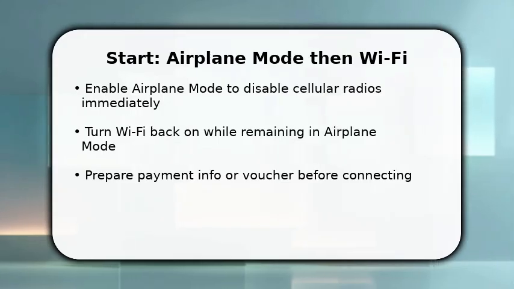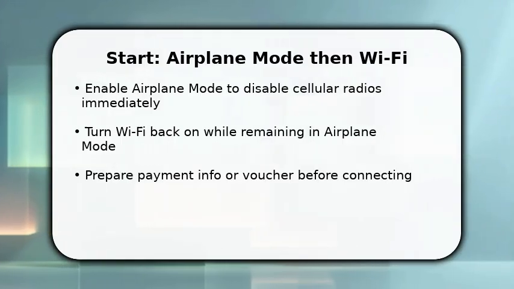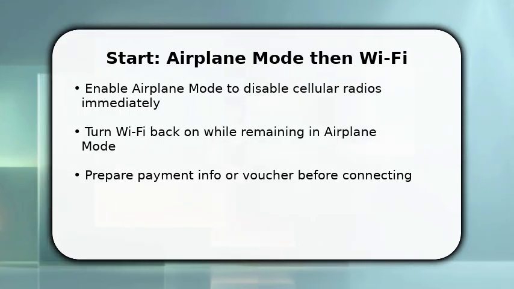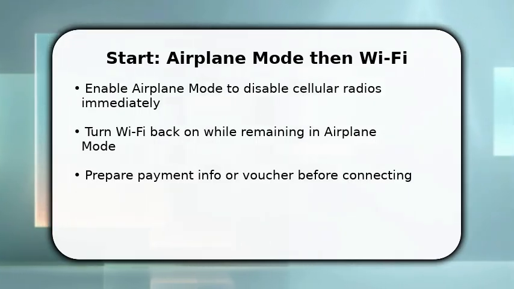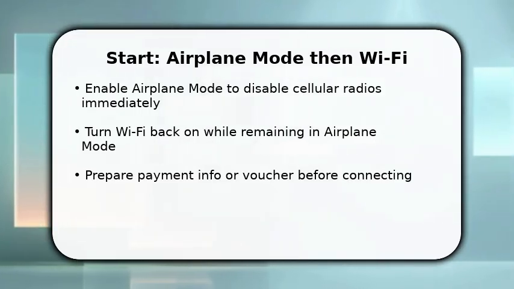You begin by switching on airplane mode so cellular signals are off. That complies with rules and prevents radios from transmitting. Once done, turn Wi-Fi back on and scan for the aircraft's network. Make sure you have payment or voucher details ready because many flights require purchase or login.